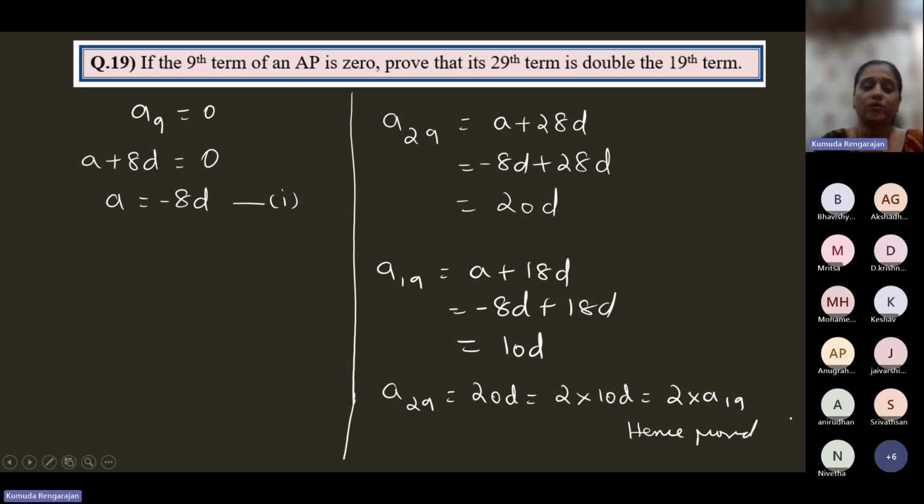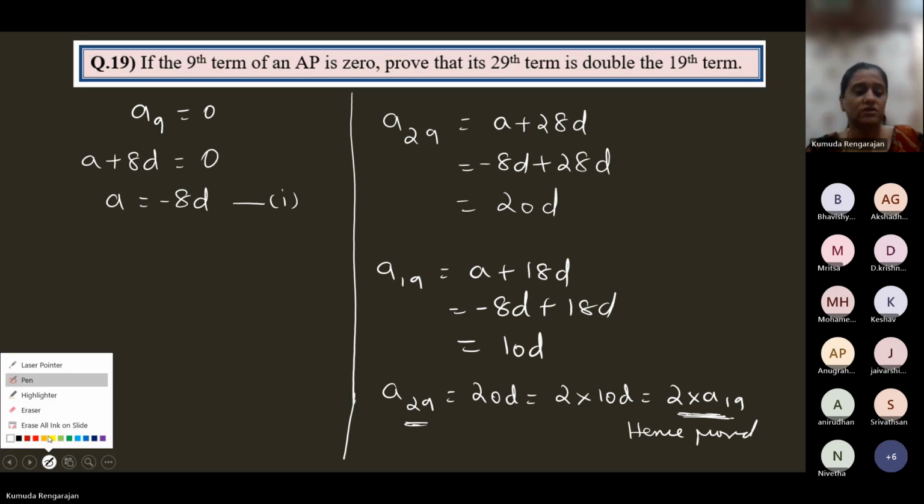So we've got A29 as 20d and A19 as 10d. So we have to prove that the 29th term. So what is the 29th term? It's 20d, no? It's nothing but 2 into 10d. And what is 10d? A19. 2 into A19. So we have proved that the 29th term is 2 times it, or double the 19th term. 2 into the 19th term. So double the 19th term. Right on, children?